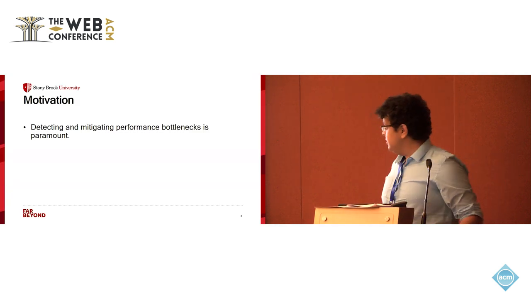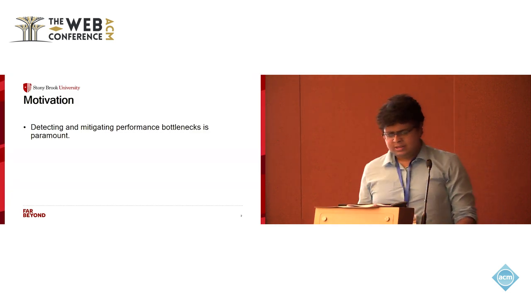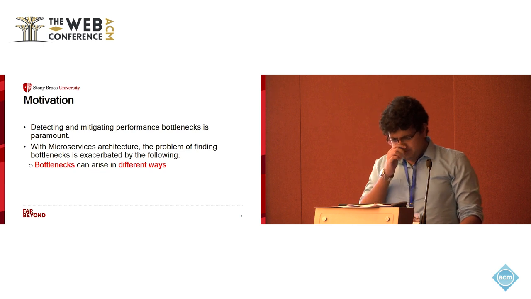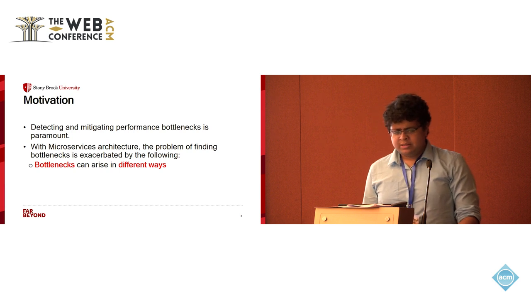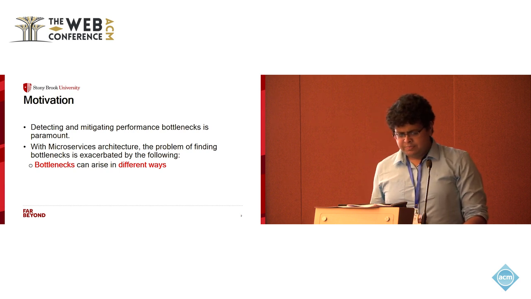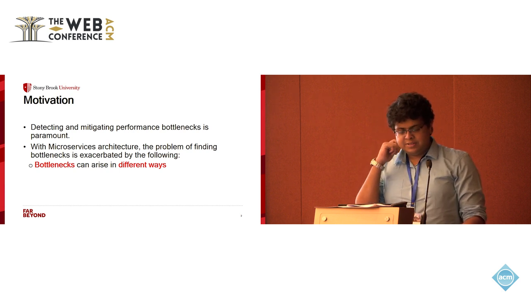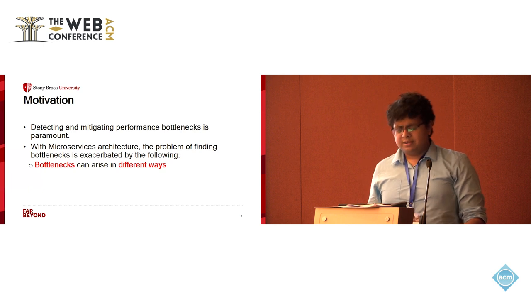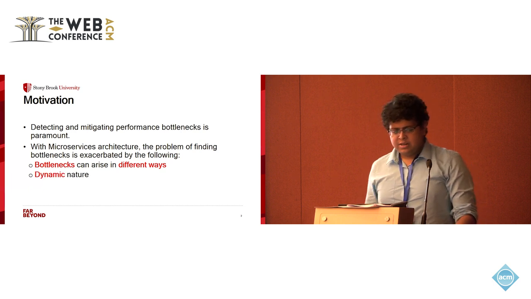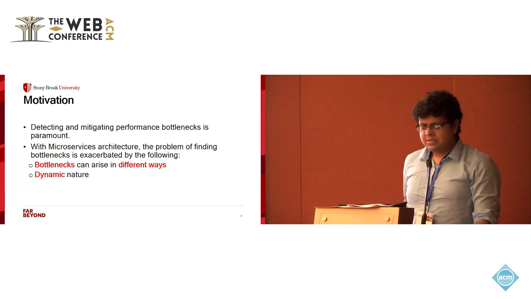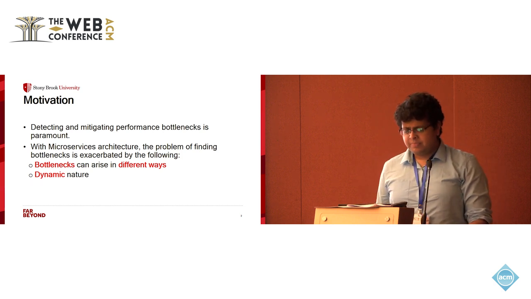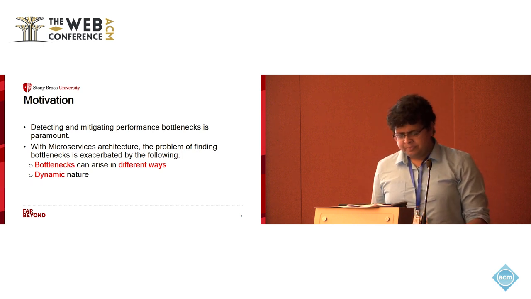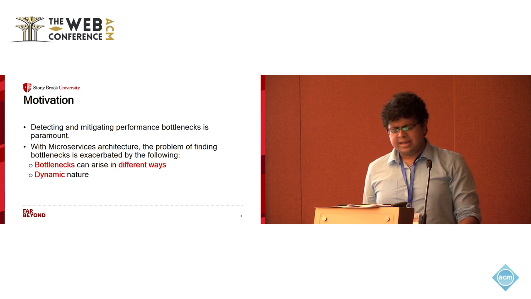Detecting and mitigating performance bottlenecks is paramount. With microservice architectures, the problem of finding bottlenecks is exacerbated by the following. Bottlenecks can show up in different ways due to complex interactions among microservices. The call graphs in microservices are dynamic due to variance in service times, frequent application updates, components like cache, queues, asynchronous calls, etc. The microservices also have unique characteristics.